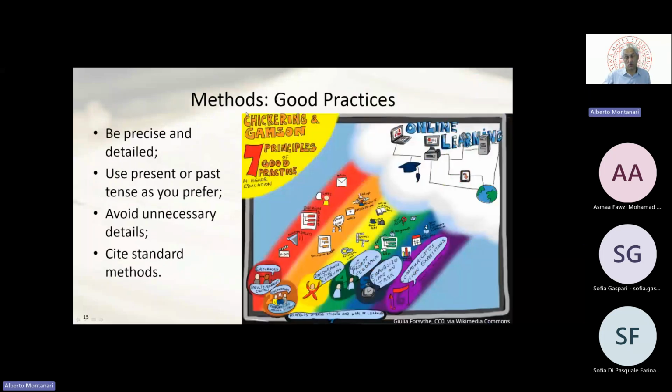And then, what are the good practices that you may follow? You have to be very detailed, but essential. Don't give unnecessary details. Once again, focus on reproducibility. You can use present or past tense as you prefer, and then you have to include the proper citations, those that help the reader to repeat the experiment. So the citations that help to ensure reproducibility.